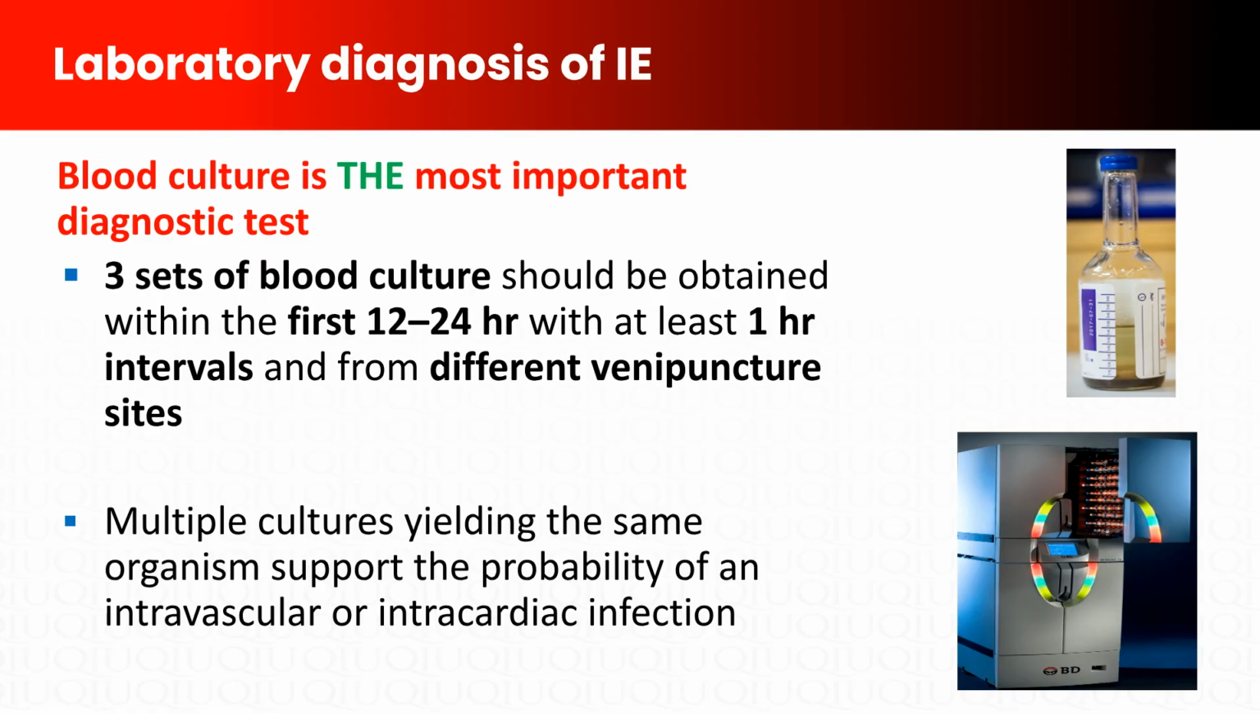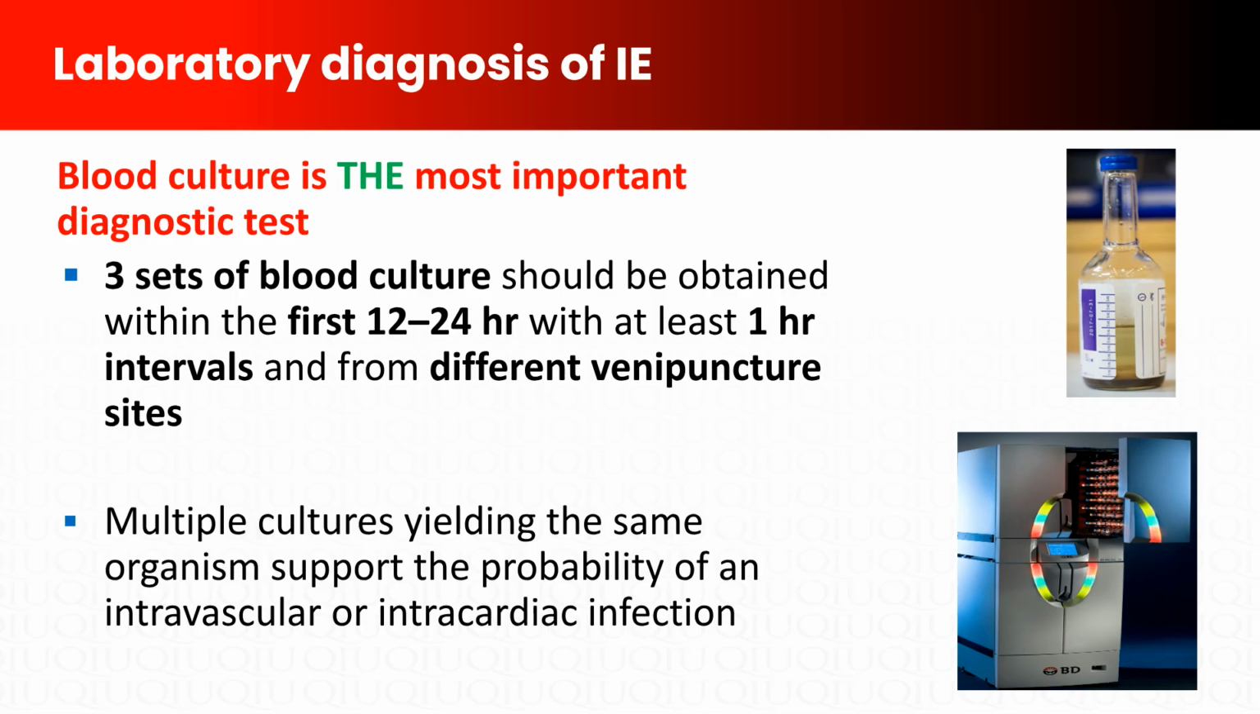The protocol is specific. Obtain 3 sets of blood cultures within the first 12 to 24 hours. Each set should be separated by at least 1 hour, and each set should be obtained from different venipuncture sites. Don't use the same IV line or site repeatedly. Why 3 sets? Multiple cultures yielding the same organism provide strong evidence of intravascular or intracardiac infection rather than contamination.